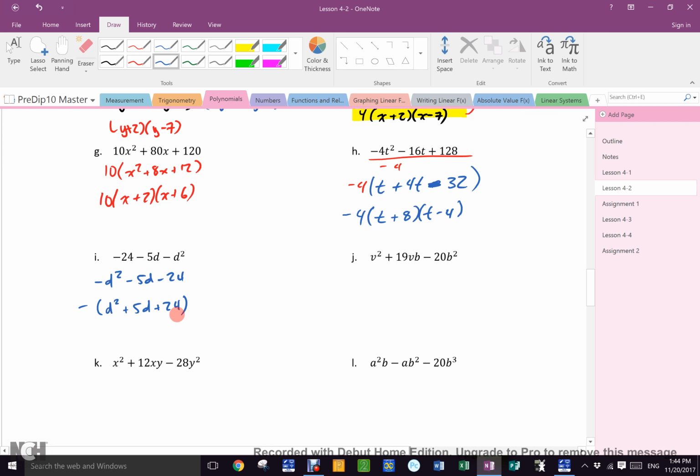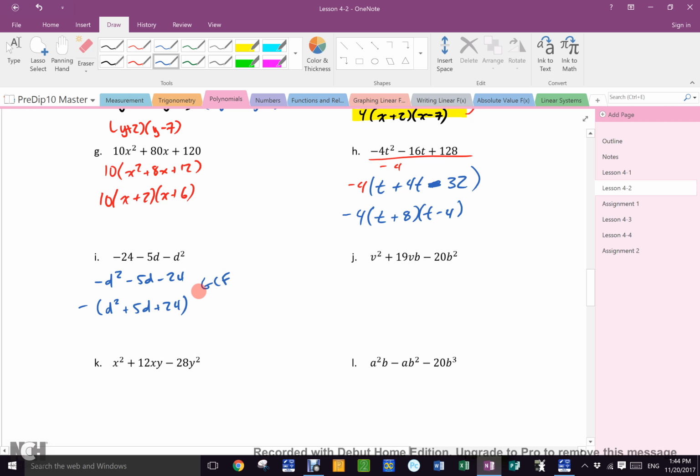Great. Can you factor it? No. Why? Because there's no 3 and 8. Yeah, no, but it's plus. You can't. Good man. So what is the only factoring we were able to do here? We were only able to GCF it.